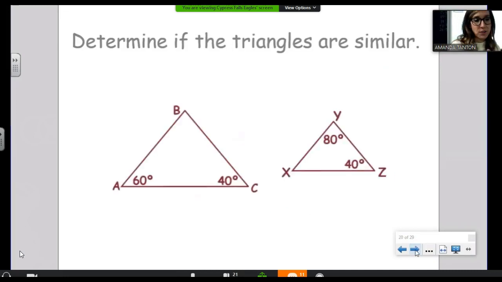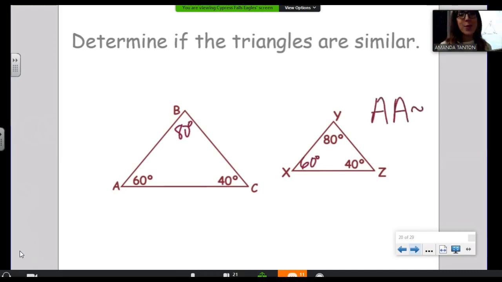Determine if the triangles are similar. Well, right now, those angles don't perfectly match. 40 matches 40, but 60 doesn't match 80. Don't stop right there. Use triangle sum theorem. Find the missing angles. Oh, now they match. Even though I have 3 angles, I still call it angle-angle similarity. You don't add 3 A's to it. That's not the name of the theorem. The theorem is angle-angle because it's a shortcut. So don't add another A to that.